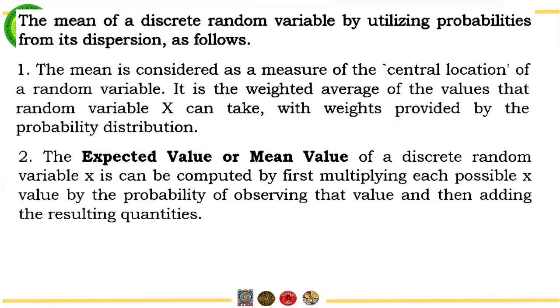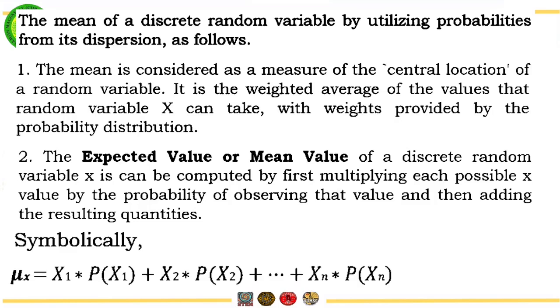By comparison to our review of getting the mean: in getting the mean, you add all the raw data and divide by the sample size, right? Here, in getting the mean of a discrete random variable, you just multiply each possible x by its probability. For example, this will be the formula.